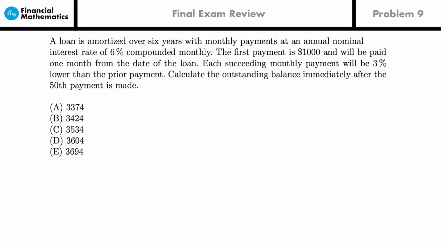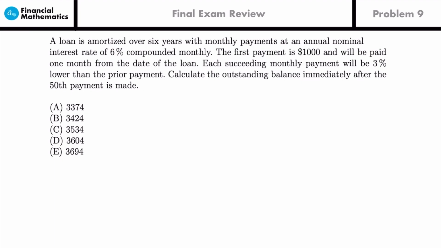So before we do anything, before we try to calculate anything, let's write down everything we know and also draw out a timeline that's going to help us figure out how we're going to calculate that outstanding balance. The first thing I notice is that this loan is being amortized over 6 years with monthly payments.